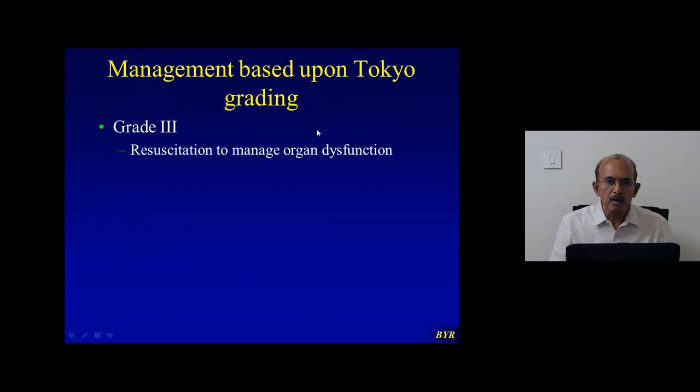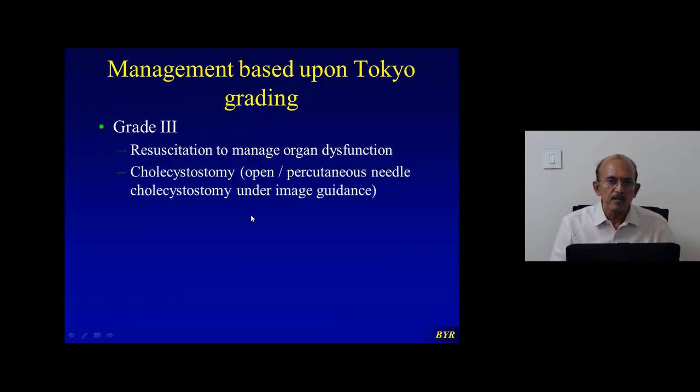because they have organ dysfunction, resuscitation to manage organ dysfunction. You have to resuscitate the patient. Cardiac failure is there, you treat it. Respiratory failure is there, you treat it. Renal failure is there, acute dialysis. So like that, you manage the patient. Once the condition becomes stabilized, then you do cholecystostomy.